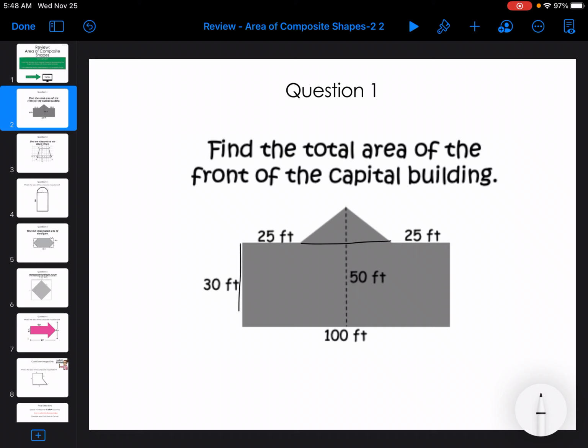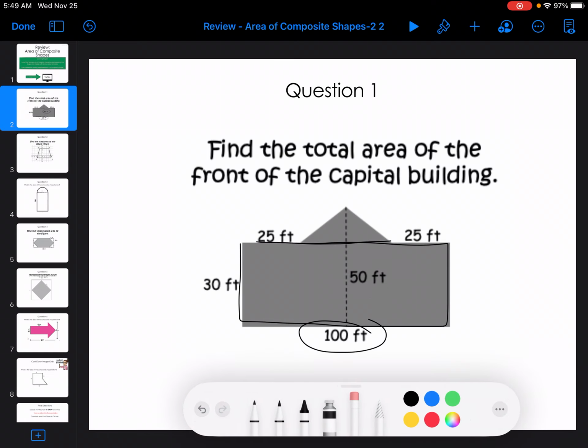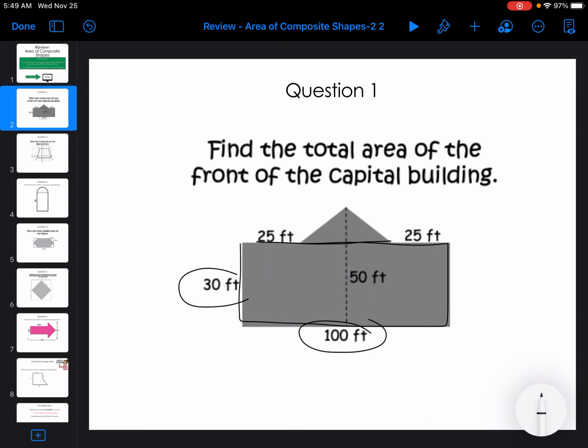I know that my rectangle is going to have a length of 100 and a width of, not a width of 50, a width of 30. So that's 100. I'm finding the area, so I'm multiplying by 30, and I get 3,000 feet squared. So now I have to find my area of my triangle.